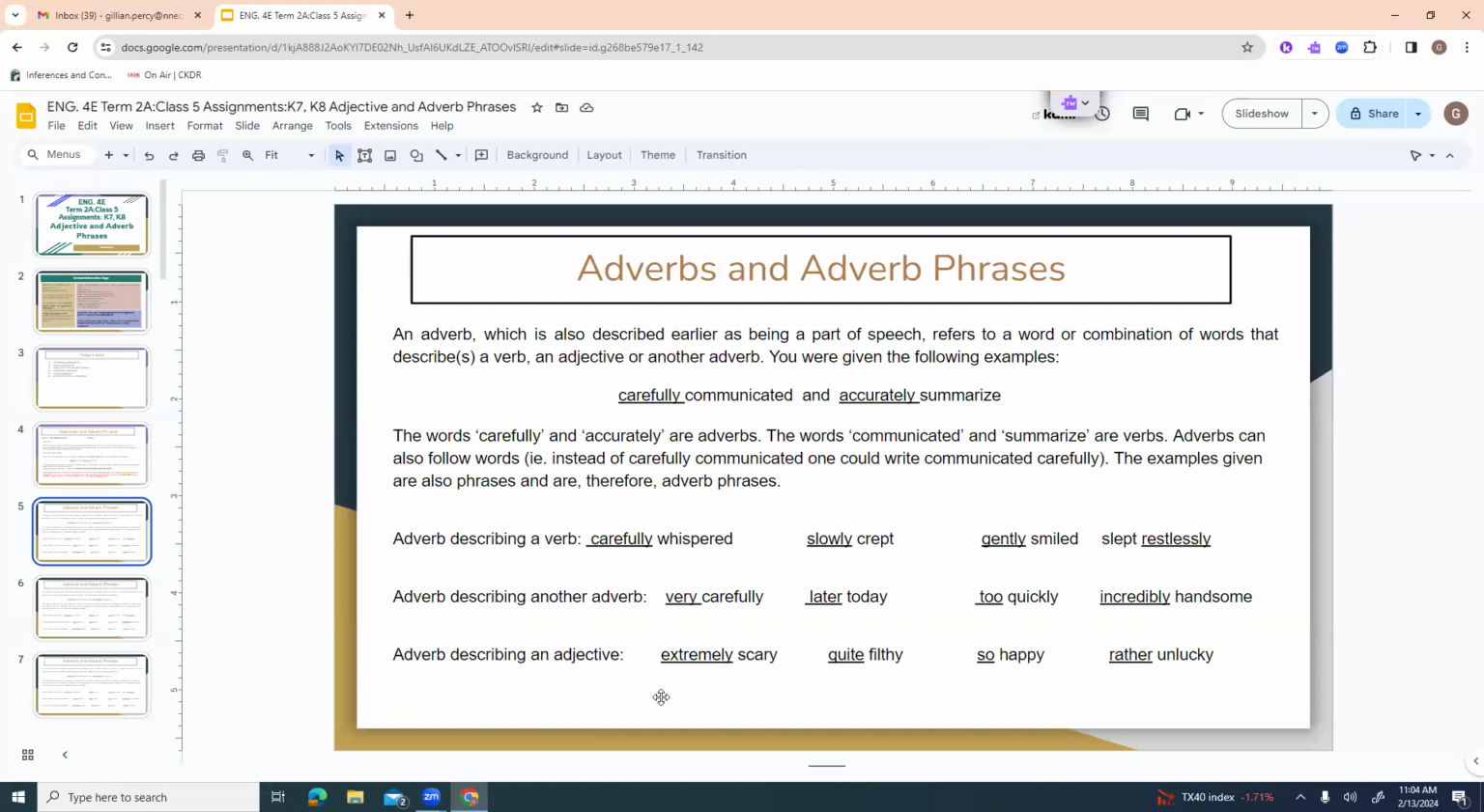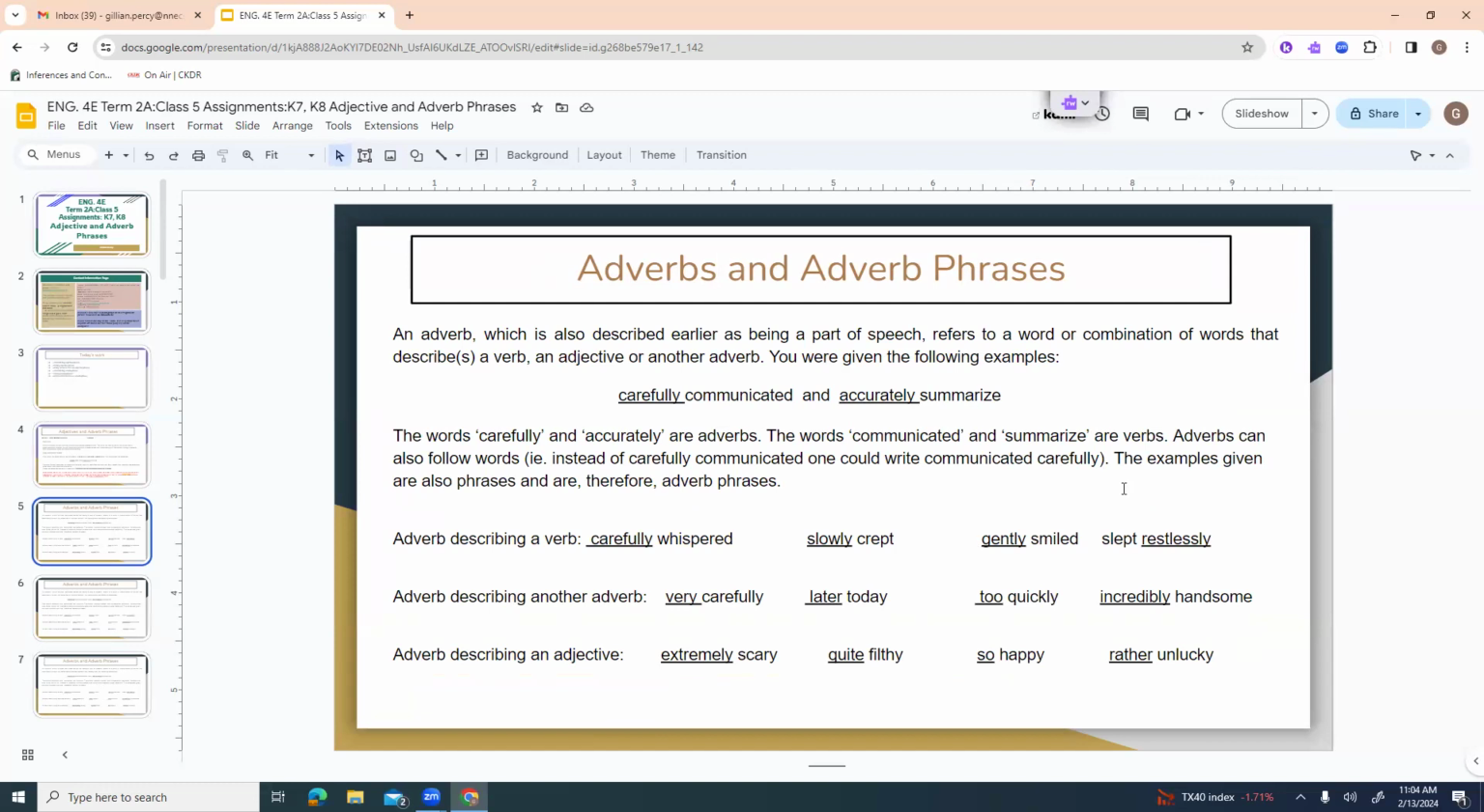Okay. An adverb, which is also described earlier as a part of speech, refers to a word or combination of words that describe a verb, an adjective, or another adverb. And you were given the following examples: carefully communicated and accurately summarize. The words carefully and accurately are adverbs, and the words communicated and summarize are verbs.